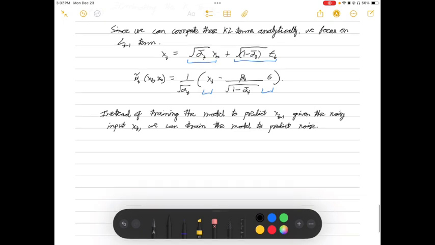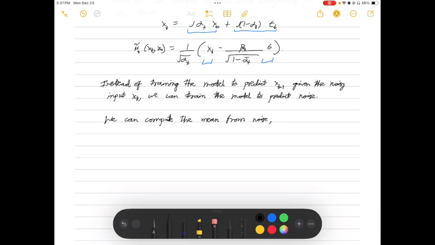So using this intuition, we can compute the mean from noise, and this can be done by defining mu of theta x_t given the time step t as 1 upon root over alpha t times x_t minus beta t over root over 1 minus alpha bar t epsilon theta of x_t and t.